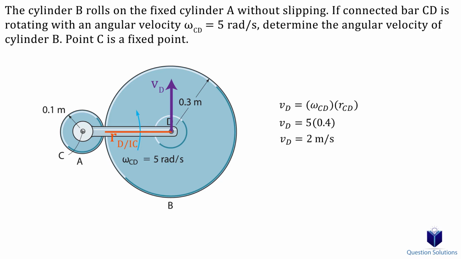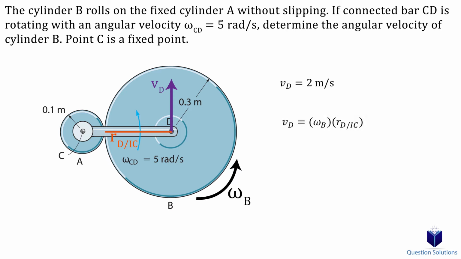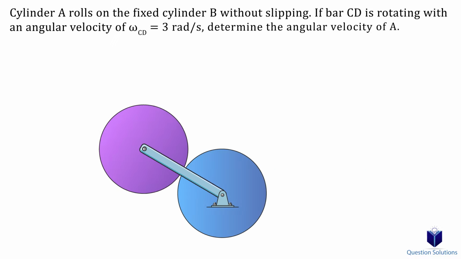Now that we have the velocity at point D, we can write another equation to get the angular velocity with the IC value. Let's plug in the values we know and solve for the angular velocity. This tells us that cylinder B has an angular velocity of 6.67 rad/s. Let's take a look at one last example.